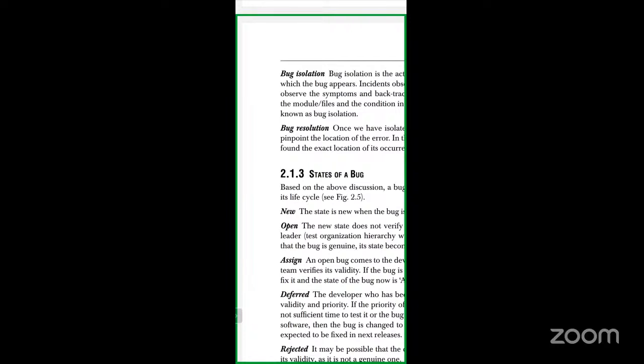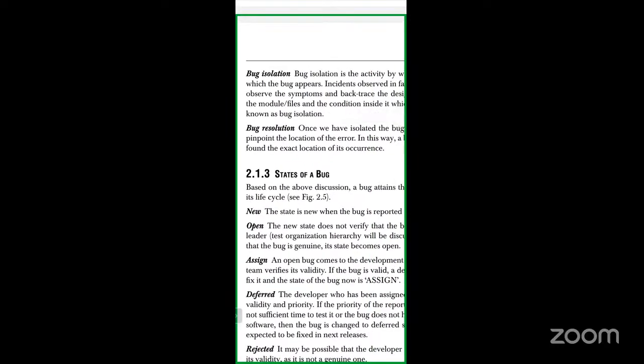So after reporting, when we are going to check, that is called our open state. That is, we have already found the bug. Now we are going to open the bug and perform operations on that particular bug, that is, rectifying it, removing it, or making some modifications. Then the bug comes to the assigning phase.